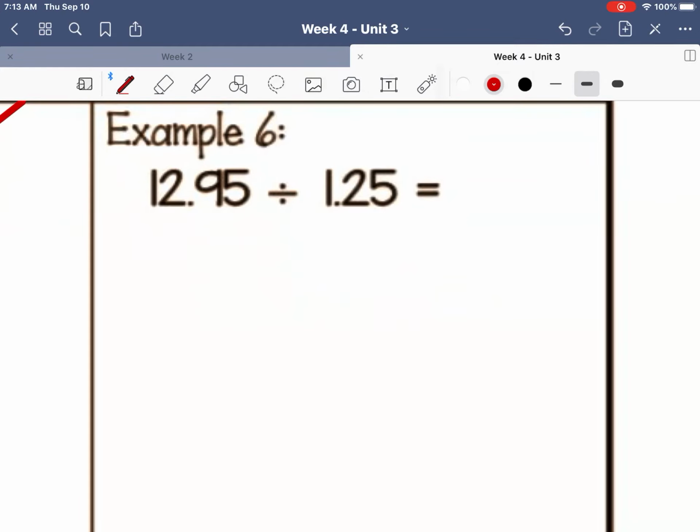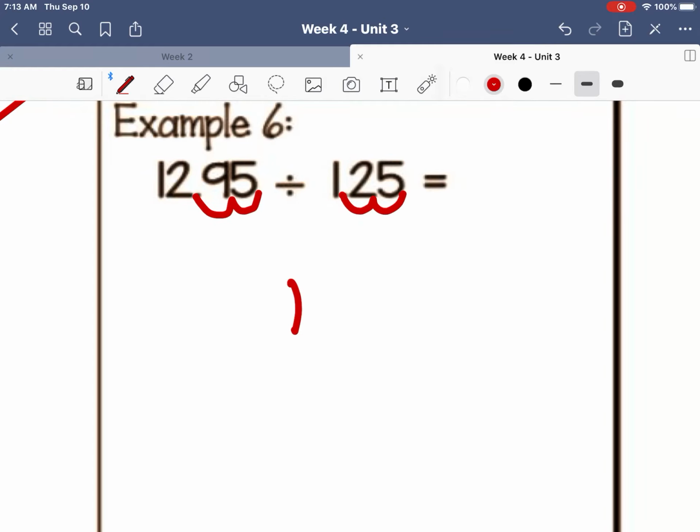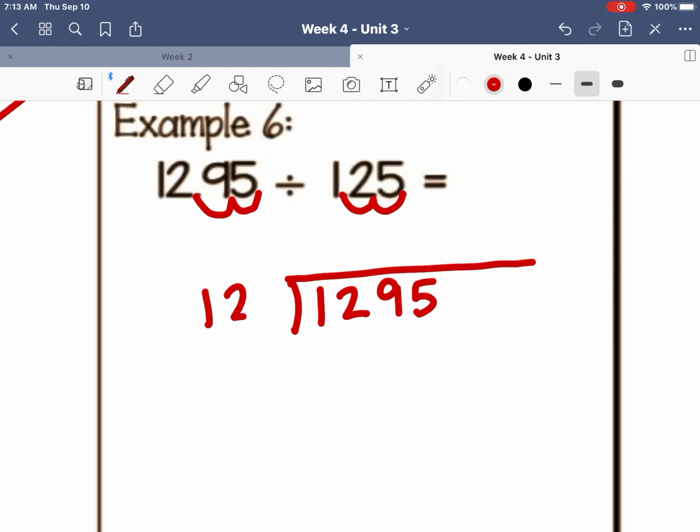All right. Let's do another example. On this particular example, there are 2 decimal places in the divisor, which means I have to move both numbers 2 decimal places. So here we go. The dividend goes inside: 1, 2, 9, 5. And the divisor goes outside: 1, 2, 5. Notice I took away the decimals because I had to move both of them 2 places.